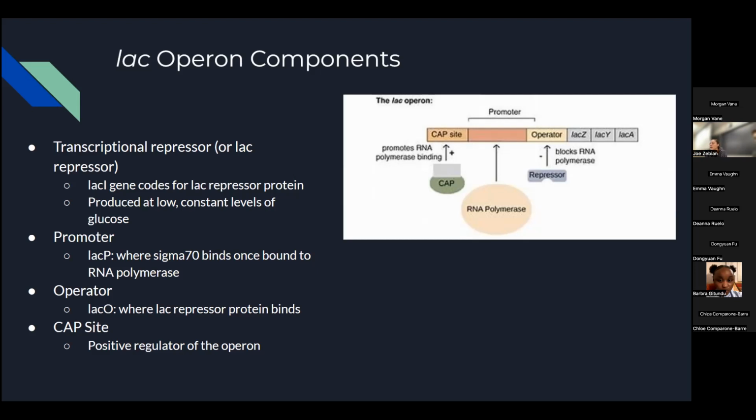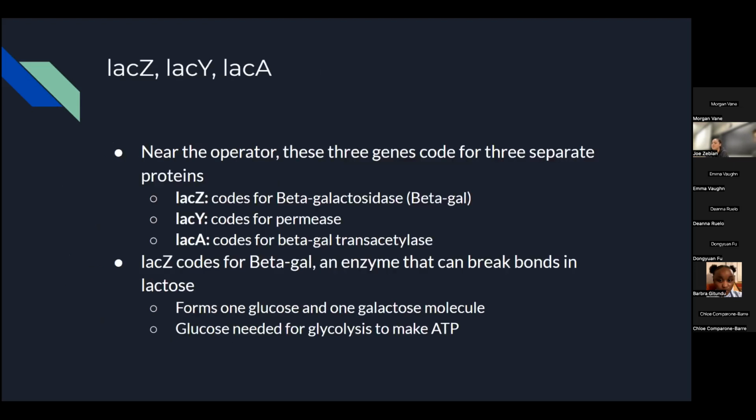And then the operator is LAC-O, and this is where the LAC repressor protein binds. And this is where it's bound if there's no lactose present in the cell. If there is lactose present in the cell, you're going to see the repressor bound to allolactose in the cytosol, which is like the same as saying lactose, and it's not going to be blocking transcription. And then the CAP site is where CAP and cAMP would bind, and this is the positive regulator of the operon, which we'll get more into.